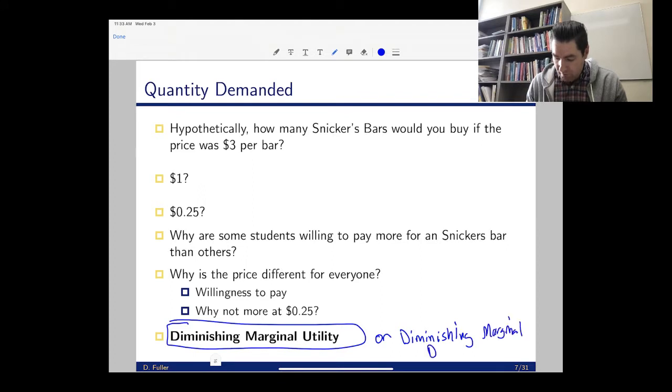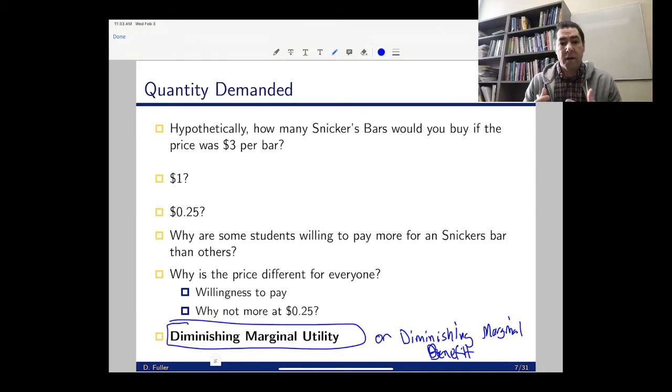In our previous chapter, we talked about optimization and optimization at the margin, right? So you calculated the marginal benefit of adding one more of something, and you compared that marginal benefit to the marginal cost. Well, you're doing the same thing when you buy goods and services.